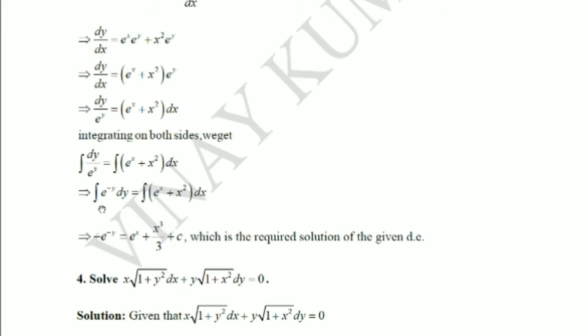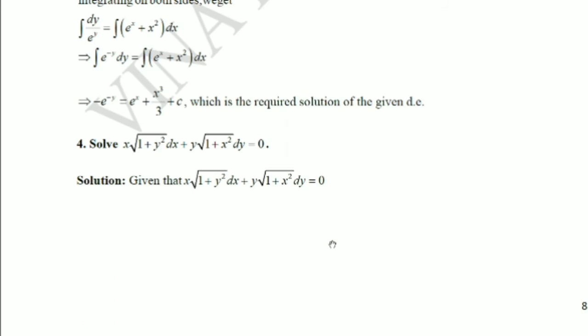Now this is e to the power of minus y. So integration of e to the power of minus y is e to the power of minus y by minus 1. And integration of e to the power of x is e to the power of x plus integration of x square is x cubed by 3 plus integration constant c. And this is the required solution of the given differential equation. Now let's move on to the next problem.